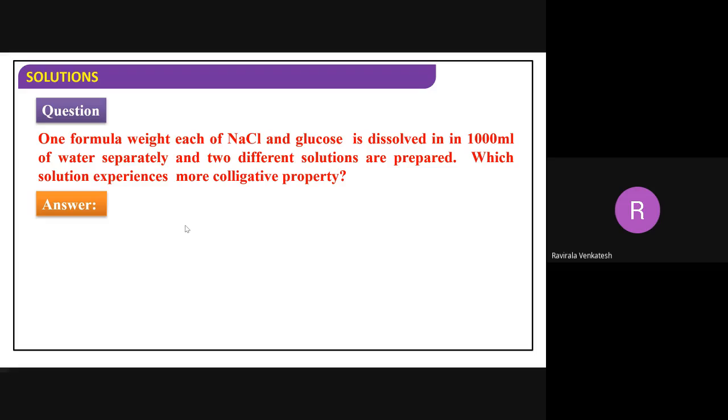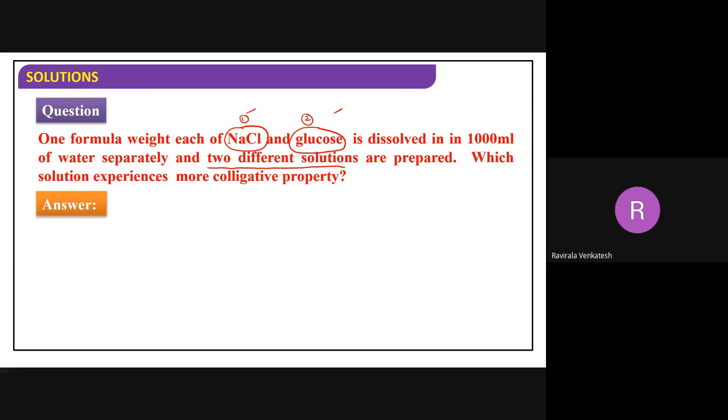Now, for example, one formula weight of NaCl is a solute I have taken, and one more, glucose, I have taken. So I have taken two solutes in different solutions. This is solution 1, solution 2. When NaCl is dissolved in 1000 ml, we get the first solution. When glucose is dissolved in 1000 ml, we get the second solution. Separately we are mixing them. One is NaCl aqueous solution, the other is glucose aqueous solution.